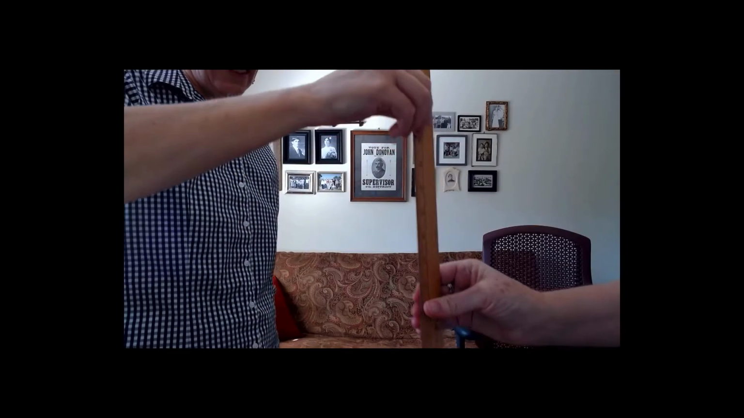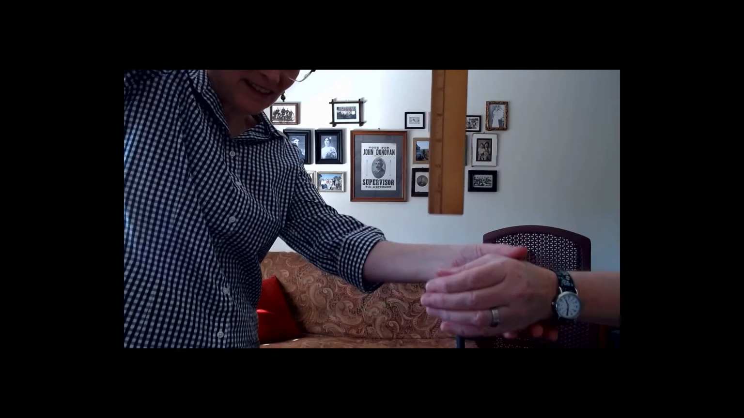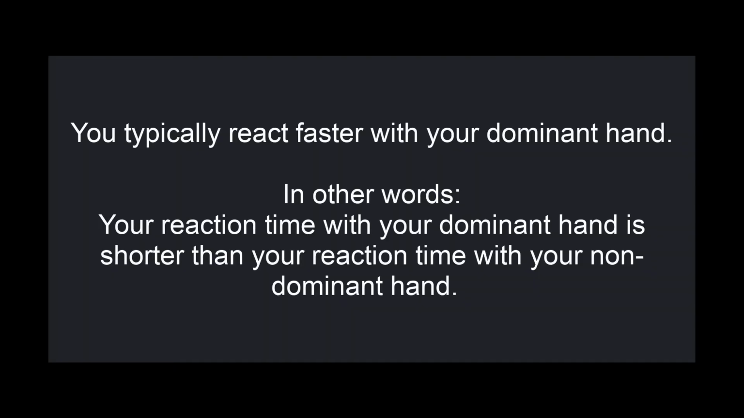Now we're going to do exactly the same thing with their dominant hand, which is their left hand. And what happens when I drop it? Now they're able to catch it when the ruler is only about 4 inches down. In other words, they were able to catch the ruler much more quickly with their left hand than their right hand. In other words, your reaction time with your dominant hand is faster than your reaction time with your non-dominant hand. So that was reaction time. You'll see a lot of reaction time measures during this semester in our class.